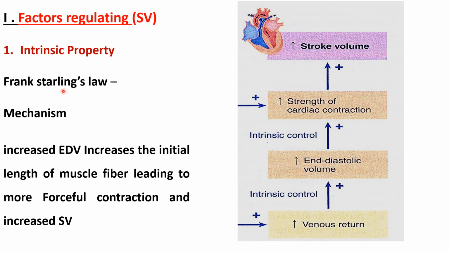So I know that during the factors regulating stroke volume, we have talked about the intrinsic property of the heart, that was Frank Starling's law in the previous lecture quite effectively. And the mechanism of Frank Starling's law is, when you increase the end diastolic volume, it increases the initial length of the muscle fiber. When the muscle fiber is more stretched initially, it leads to more forceful contraction and increases the stroke volume. And we have already explained all these phenomena of positive effects on the stroke volume by increase in the venous return.